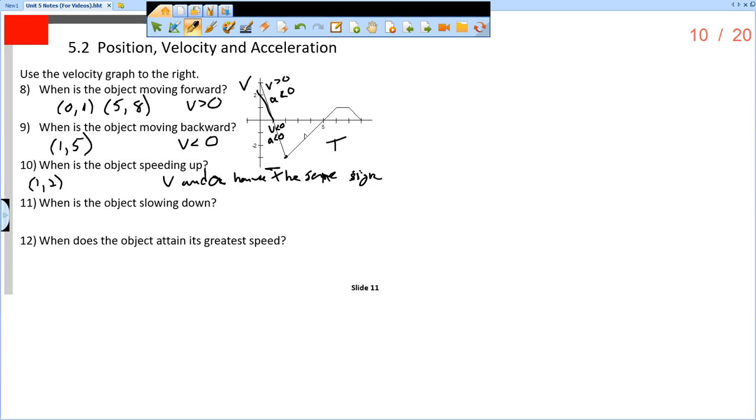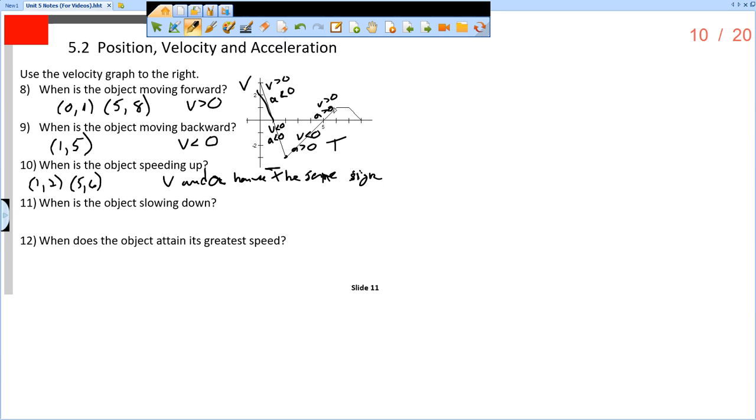Now what about during this next section from 2 to 5? Velocity is still below the x-axis, so it is less than 0, but now velocity is increasing, and so acceleration is greater than 0. So they have the opposite sign. Now what about from 5 to 6? Velocity is above the x-axis, so it is greater than 0, and acceleration is positive because velocity is increasing, and so a is greater than 0. So they have the same sign, and so from 5 to 6, the object is speeding up.